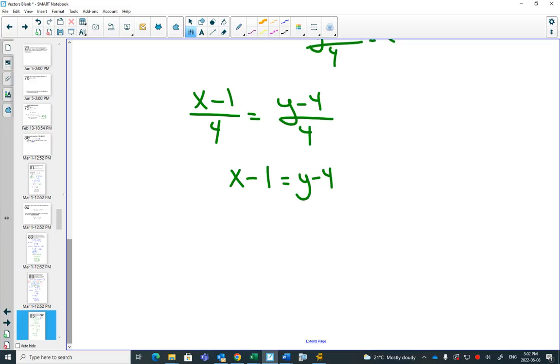And rearranging this equation, you would get y equals x plus 3. Can you see that if you had used 1, 1 instead of 4, 4, you would have got that equation right away? Or had you used i, you could multiply everything by i.